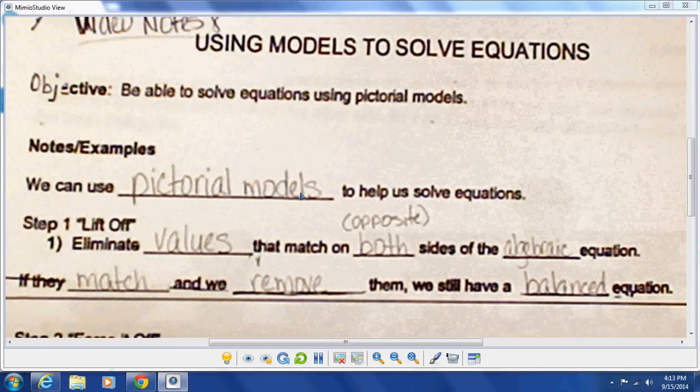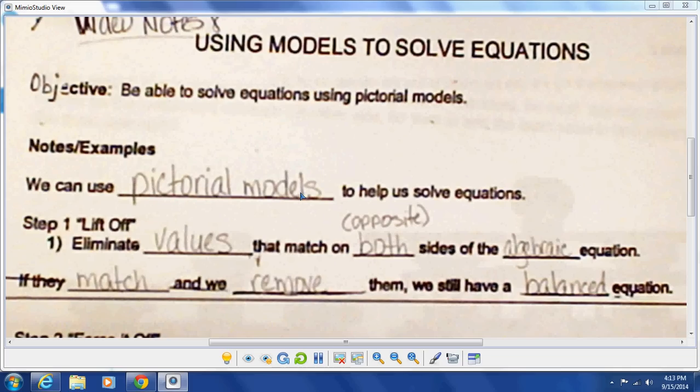So it says eliminate values that match on both or opposite sides of your algebraic equation. If they match, we can remove them and still have a balanced equation. I hope my pencil is not too hard to see. Let me get a pen.